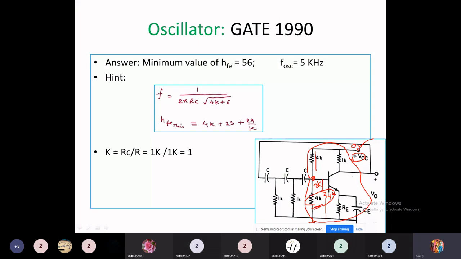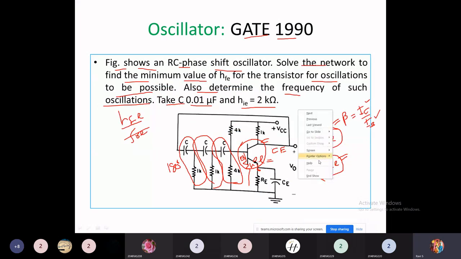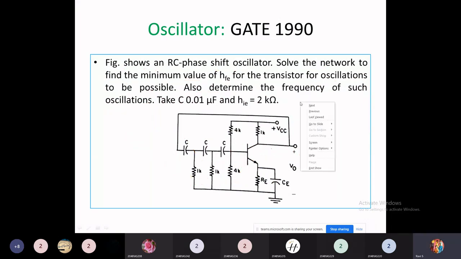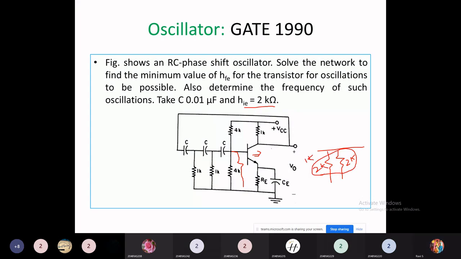Again, one more factor is there. In the question itself, it is mentioned that the input resistance of the amplifier, hie, is given to be 2 kilo ohms. So when you replace the transistor by its equivalent model, it has its input resistance of 2K. And from the biasing arrangement, we have the resistance of 2K, which comes in parallel with this. So this 2K resistance in parallel with the 2K resistance will give you overall equivalent resistance of 1 kilo ohm.